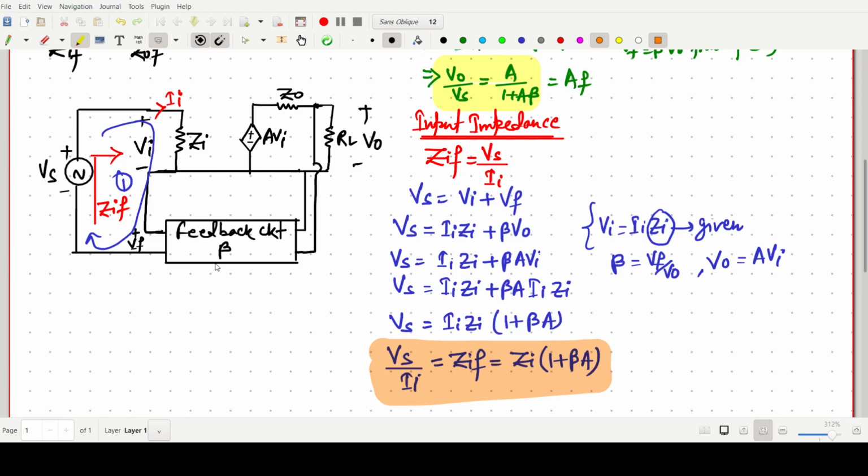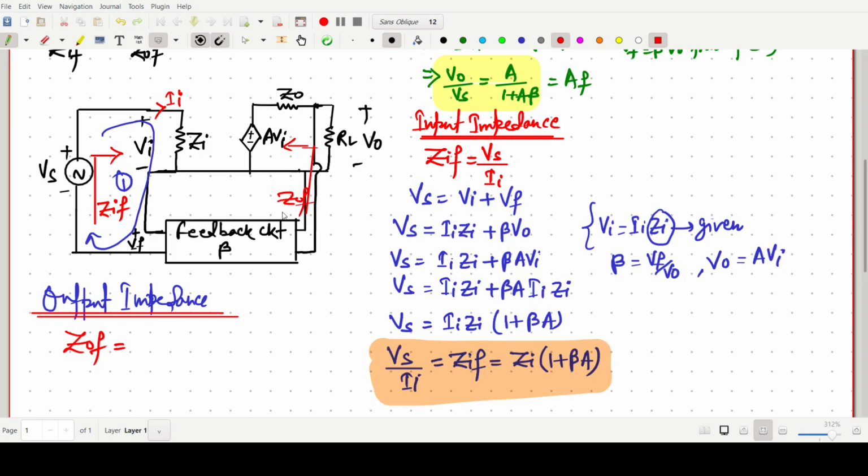Now for the output impedance. Now we have to think about the output impedance. Now we have to find the output impedance. So we can write output impedance as Z naught F, and this Z naught F is from this side.